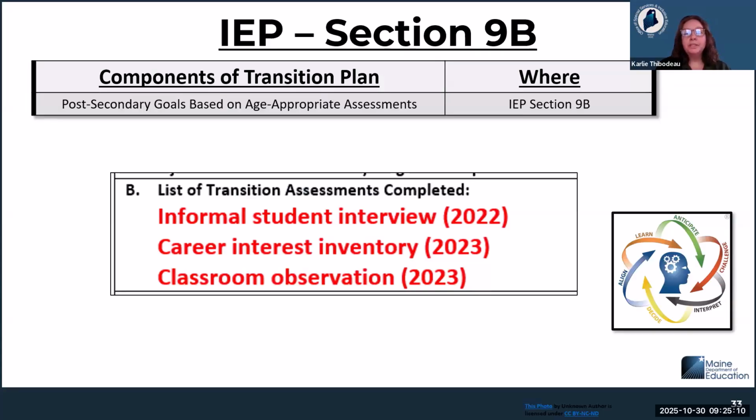And we would expect to see at least one assessment here. But if the student is older, like a junior, and they only have one listed, that would be questionable. We would probably put a best practice note that there should be multiple, because this should be happening frequently, at least annually, I would say, with the student, to see what their interests are and how they've changed. So just keep that in mind.